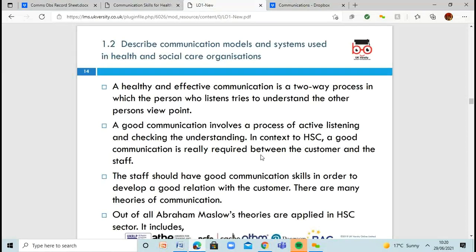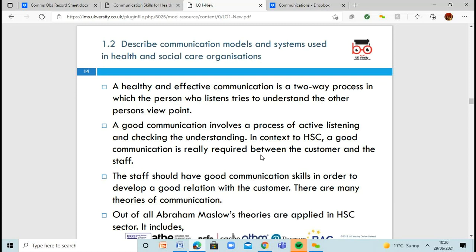So 1.2. Now, we're going to look at different communication models. So describe communication models and systems used in health and social care organizations. Now, as we've just been looking at, we know that communication is a two-way process where one person will listen, they'll try and understand, and then they'll formulate their answer and they'll talk back. They'll communicate with you. So communication is really important that you actually do active listening.